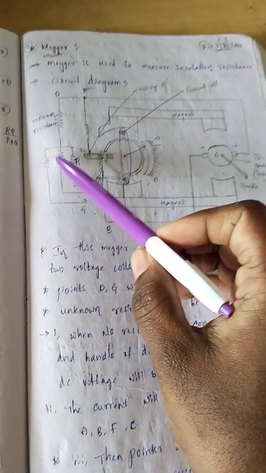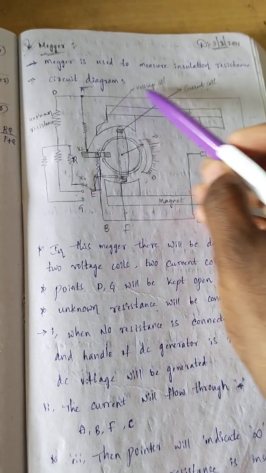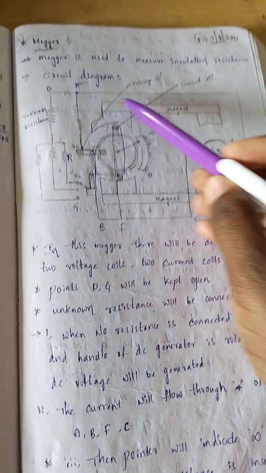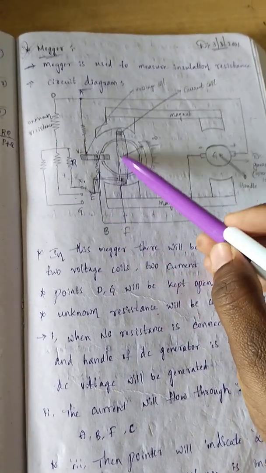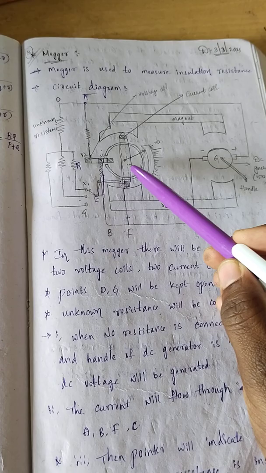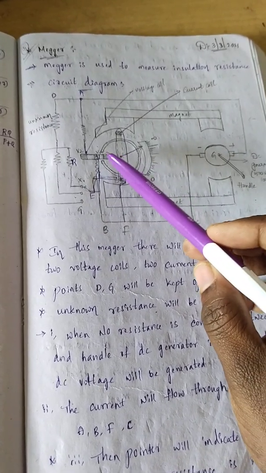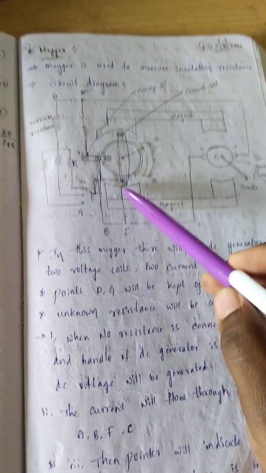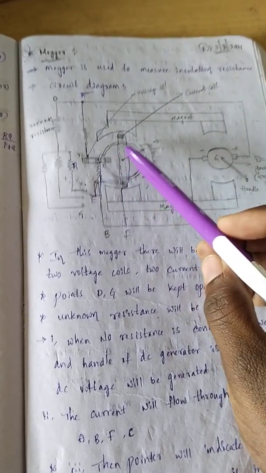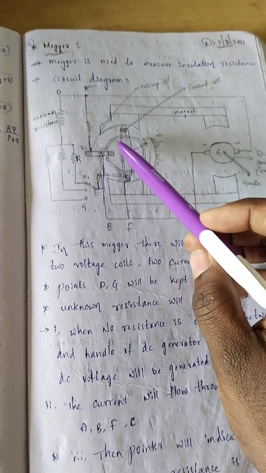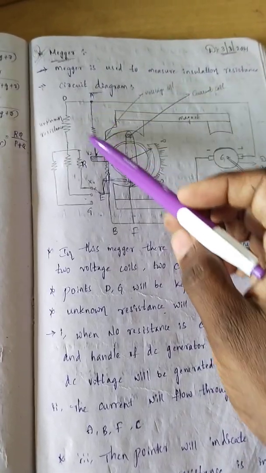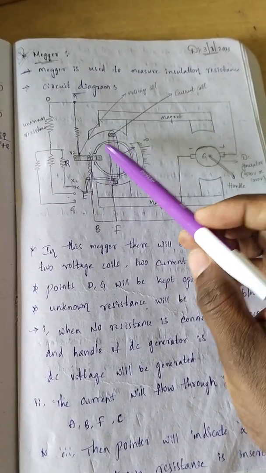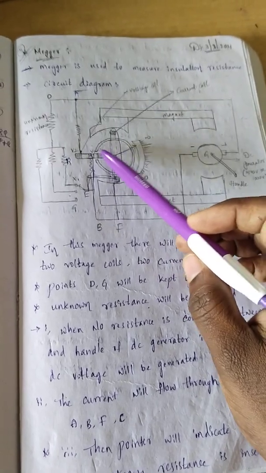Now whenever the resistance is not connected here, the current will flow through this path A, V2, V, B, F, C, and complete. Here only one current is flowing through the voltage coil and no current is flowing in the current coil. So only one flux will be produced, in the voltage coil. There is no flux produced in the current coil. Therefore torque will not be produced. In order for torque to be produced, two fluxes are necessary.